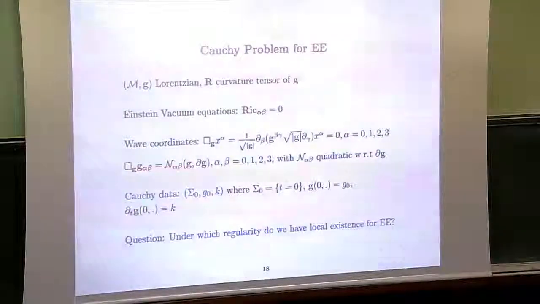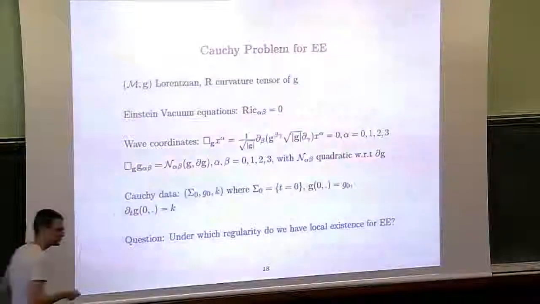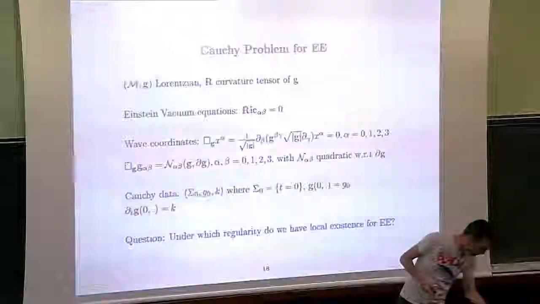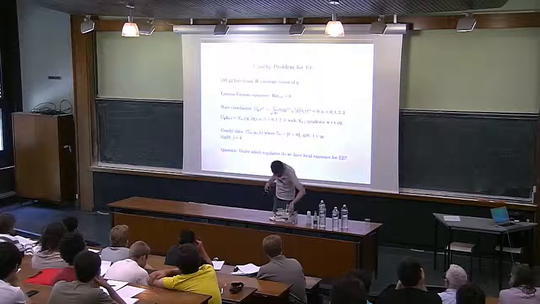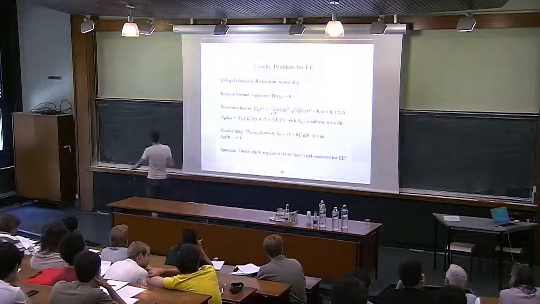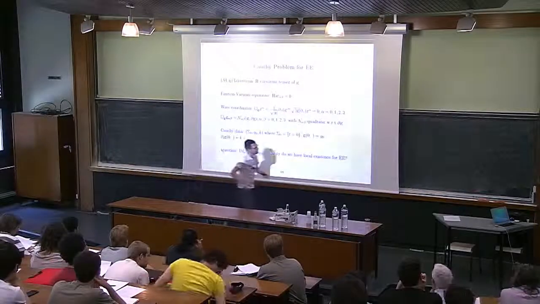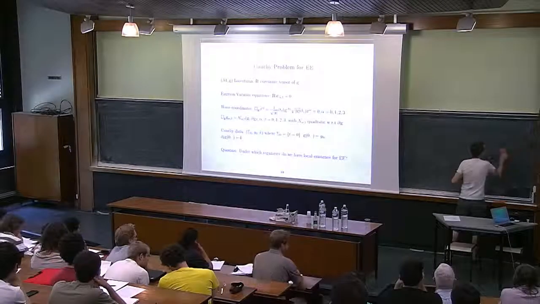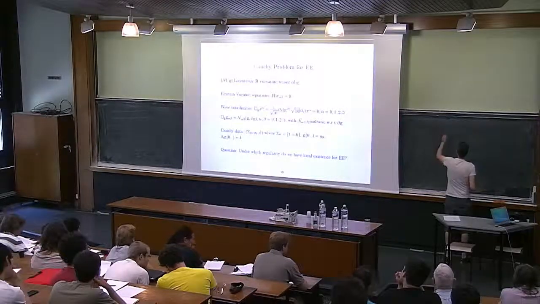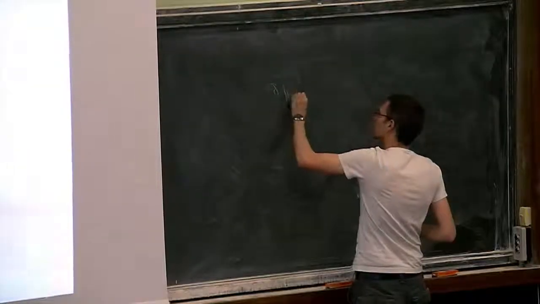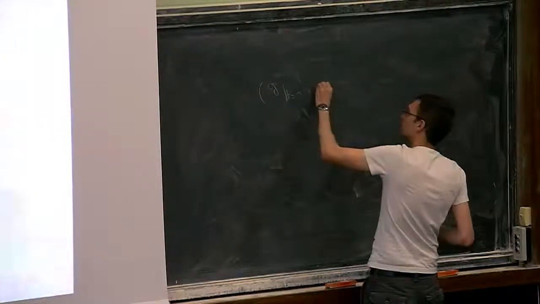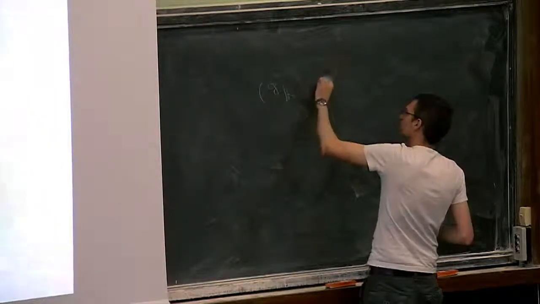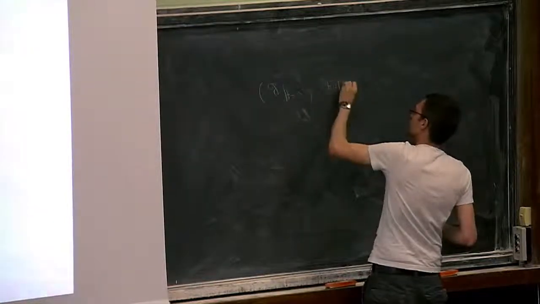Okay, so here, at least you can see that you have to deal with wave equations, and clearly the Cauchy data, as we've seen, should consist of g. So let me write it here. Clearly my Cauchy data, in view of the fact that I have wave equations, should consist of the following: prescribing g at time 0, and prescribing dtg at time 0. So that should be my Cauchy data.